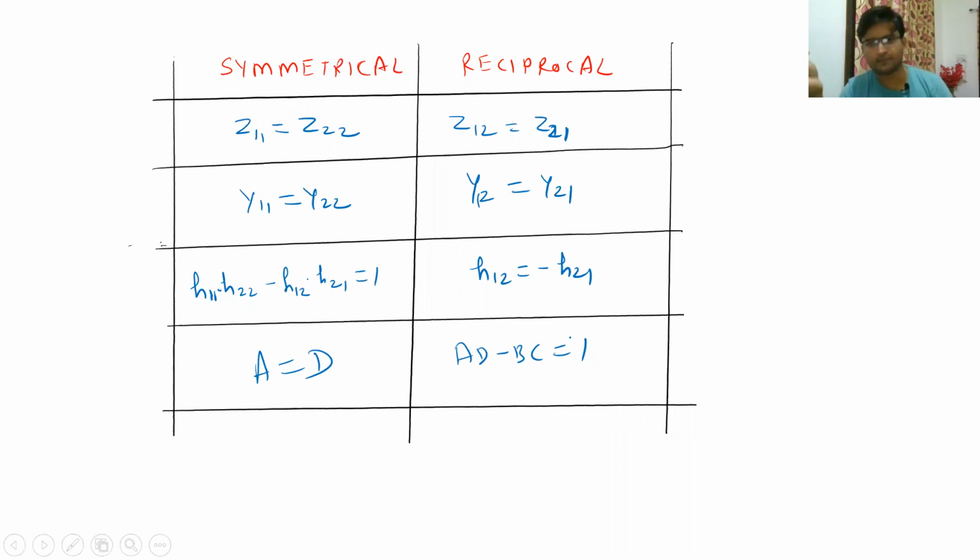So using the basic properties of reciprocity and symmetry, you can actually go on and solve the two equations for all these parameters Z, Y, H and ABCD, and you will find these equations that satisfy either symmetry or reciprocity. Thank you.